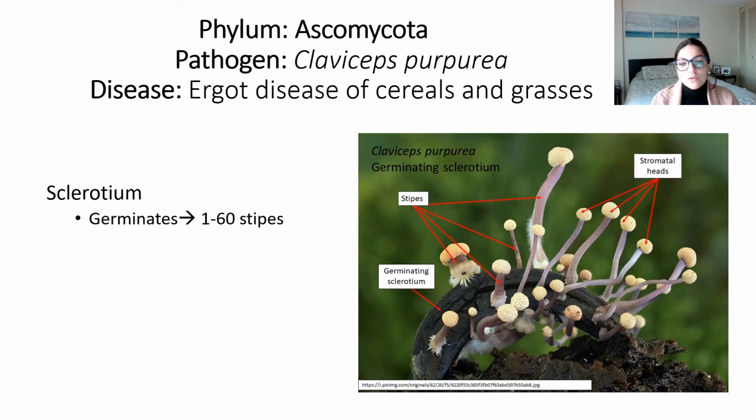Once the sclerotium germinates, it produces between 1 and 60 stipes, and this is how it looks when it germinates. So we have here a germinating sclerotium where different stipes are produced, as we can see, and on top of them we have the stromatal heads.